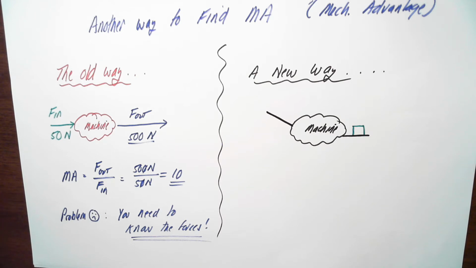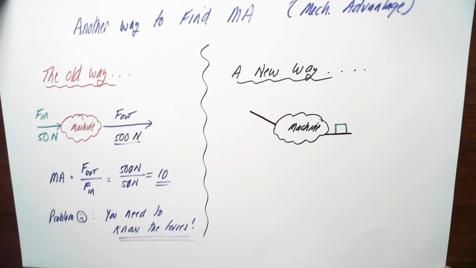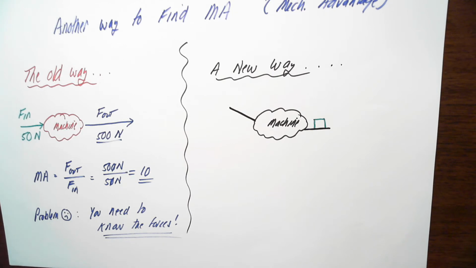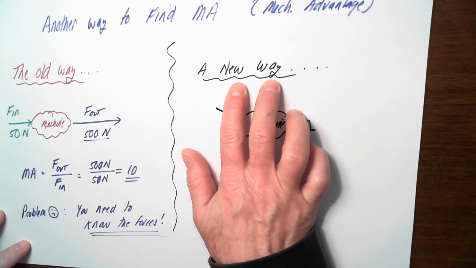So what we want to do is find a way to get the mechanical advantage of a machine that doesn't involve taking spring scales and force sensors. We want to be able to just look at a machine, maybe take a couple of easy measurements, and then find out what the mechanical advantage of that machine is. So that's going to be our new way.